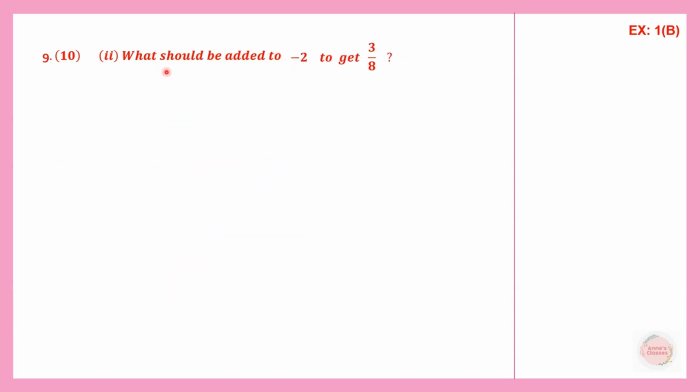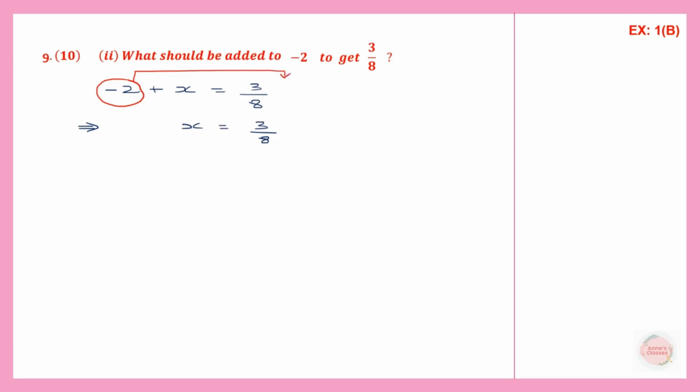Question 9, the second one, what should be added to minus 2 to get 3 by 8? So minus 2 is a number. What should be added? Let's consider that number to be x to get 3 by 8. So now here we're going to leave x on the left hand side. On the right hand side we have 3 by 8. Now let's move this minus 2. Minus 2 is one whole thing by itself, so we are going to move it to the right side.